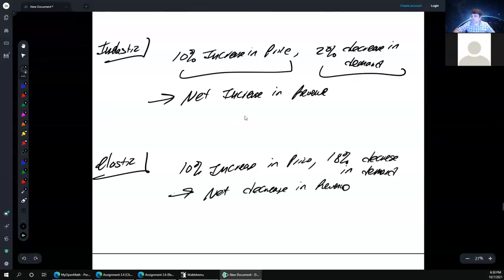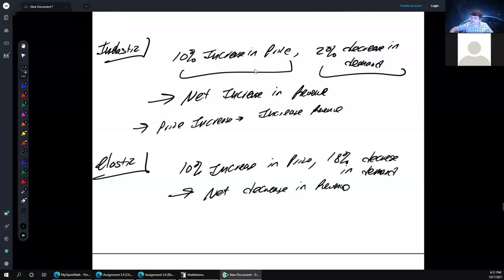So what we're saying here is that if you're inelastic, a price increase increases revenue. If we are elastic, and we still want that same net increase in revenue, we need to go in the opposite direction. We need to decrease price in order to increase the revenue.